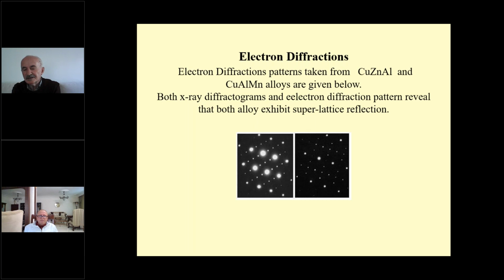Second, experimental studies were performed on electron microscopes, transmission and scanning electron microscopes, by taking electron diffraction patterns and images of the surface and interface of the material. As you can see, electron diffraction patterns also exhibit superlattice reflection in both of the alloy samples.